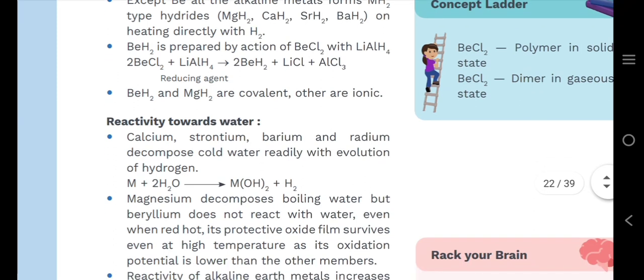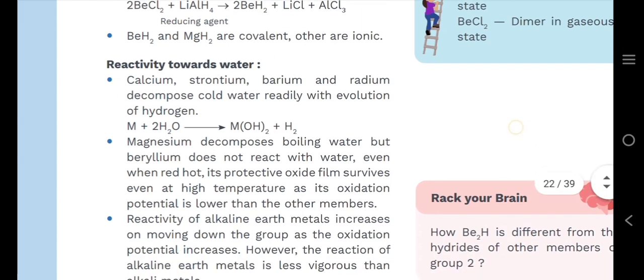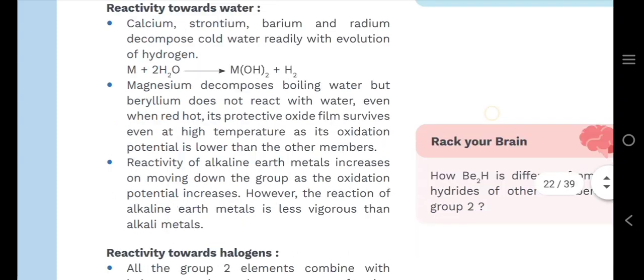Reactivity towards water. Calcium, strontium, barium, and radium decompose cold water readily with evolution of hydrogen. M plus H2O gives M(OH)2 plus H2. Magnesium decomposes boiling water, but beryllium does not react with water even when red hot. Its protective oxide film survives even at high temperature, and its oxidation potential is lower than the other members.